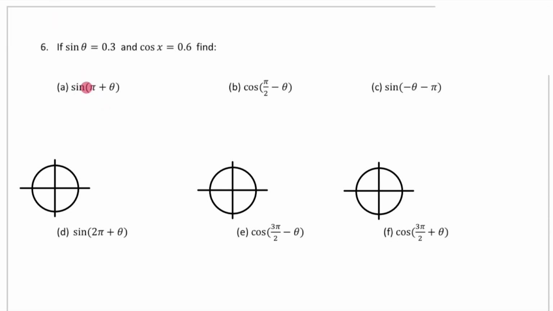So if I have sine of pi plus theta, what we're first going to do is figure out which quadrant I'm thinking of. So pi plus theta, well, pi is here, and if I'm plussing theta, that's going to take me into my third quadrant. And I know for sine, it is negative in my third quadrant.